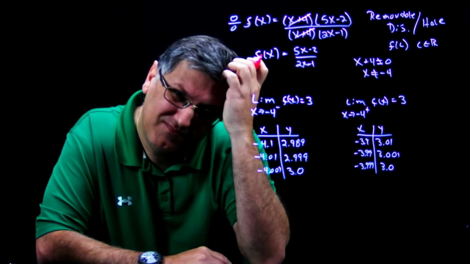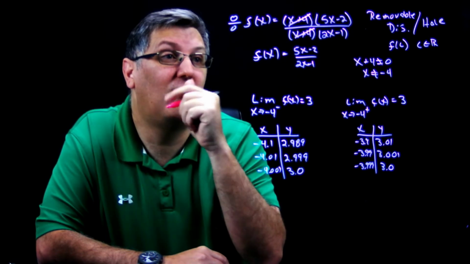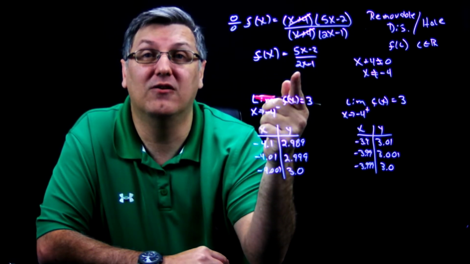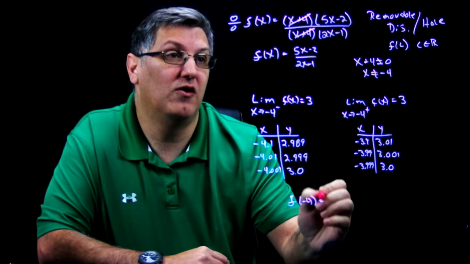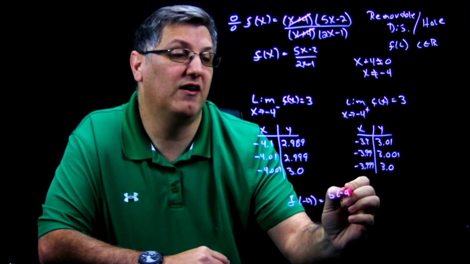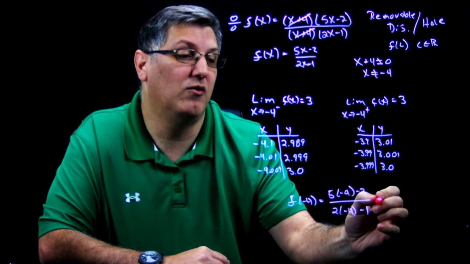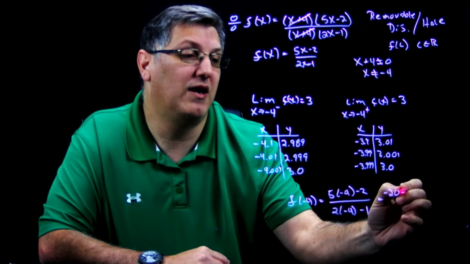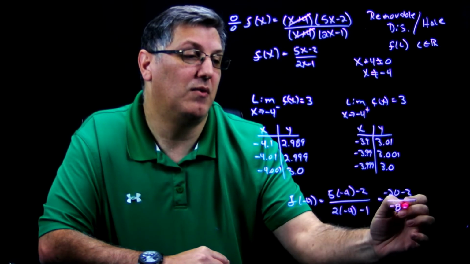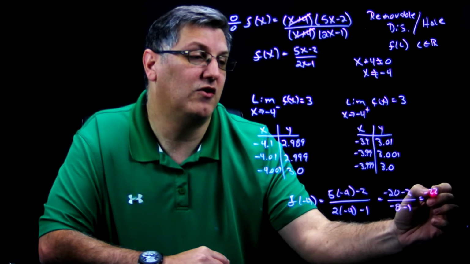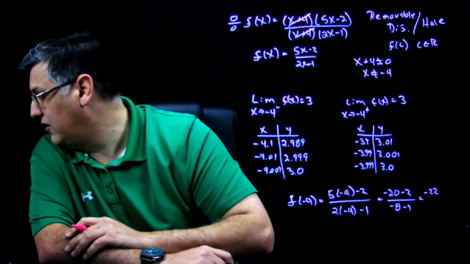Oh, you know what? I forgot. We could have done this a lot easier. All I had to do was plug negative 4 in here, because there's a rule in calculus. I could have just done f of negative 4 in my reduced function, which would have given me 5 times negative 4 minus 2 over 2 times negative 4 minus 1, which gives me negative 20 minus 2 over negative 8 minus 1, which gives me negative 22. What the heck did I do? Did I mess up my equation?